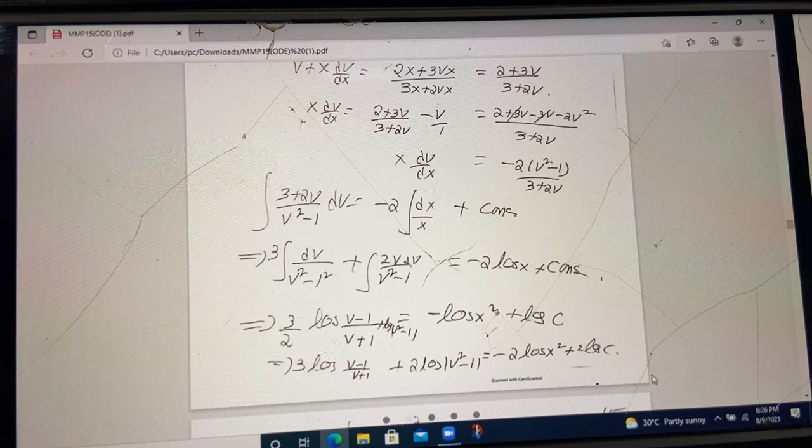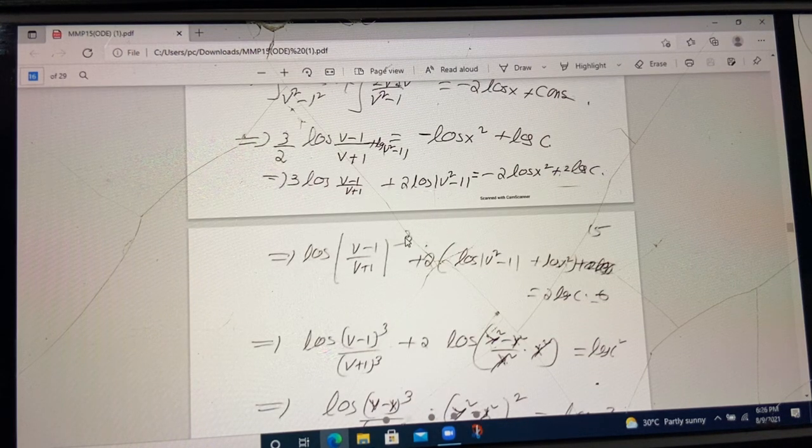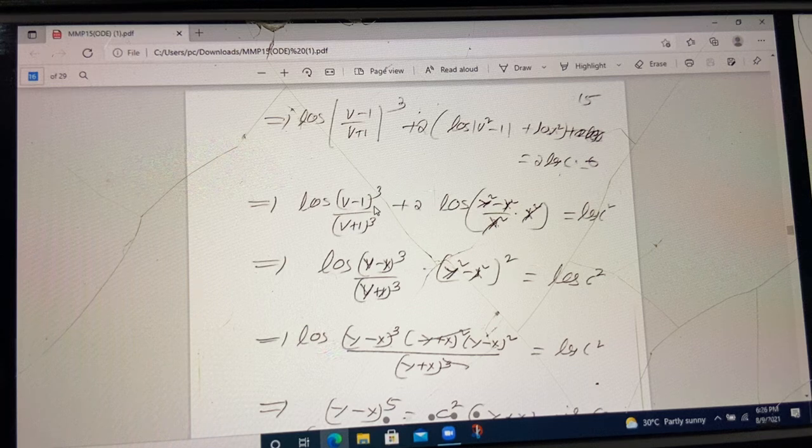Multiply every term by 2. Then this is log of (v minus 1 by v plus 1) whole, 2 log v square minus 1 means 2 into log v square minus 1. Get it this side, 2 common log v, for 2 logs. This is log of x square, minus log a plus log b is log a into b. v means y by x, y square by x square minus 1 is y square minus x square by x square. Now v means y by x here also. y by x minus 1, so y minus x by x, y by x plus 1, y plus x by x, x cancels. All these are capital X and capital Y.